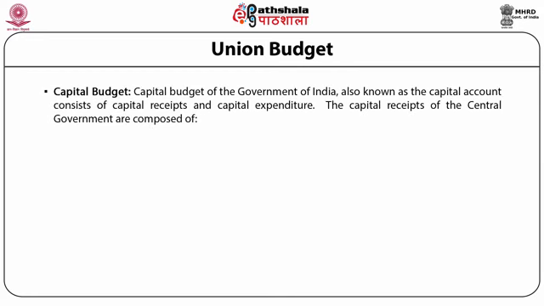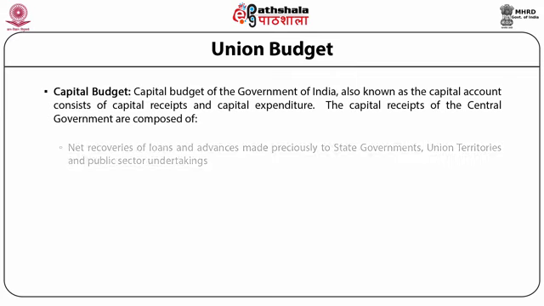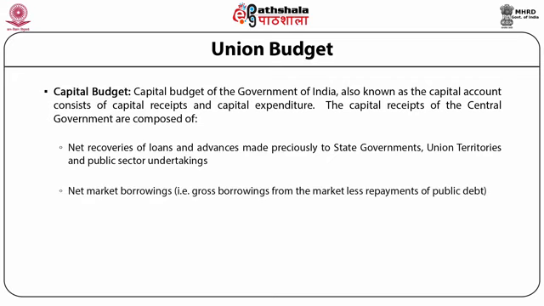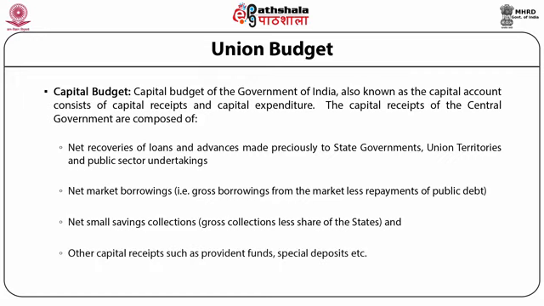Capital budget. The capital budget of the Government of India, also known as the capital account, consists of capital receipts and capital expenditure. The capital receipts of the central government are composed of net recoveries of loans and advances made previously to the state governments, union territories, and public sector undertakings. Net market borrowings, that is, gross borrowing from the market less repayment of the public debt. Net small saving collections, like gross collections less share of states, and other capital receipts such as provident funds, special deposits, etc.